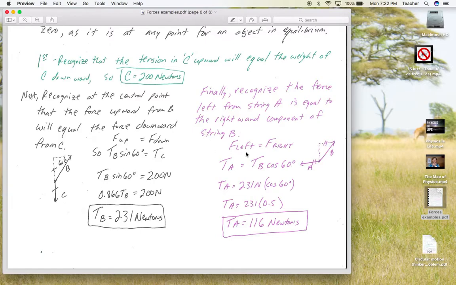With this one, recognize the force left from string A has got to equal the rightward component of string B. So now we know string B is 231 newtons. The horizontal component of that, which is tension B times cosine of 60 degrees, would equal the tension in A. So that's going to be 116 newtons.